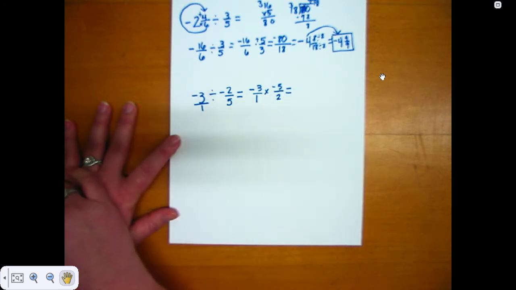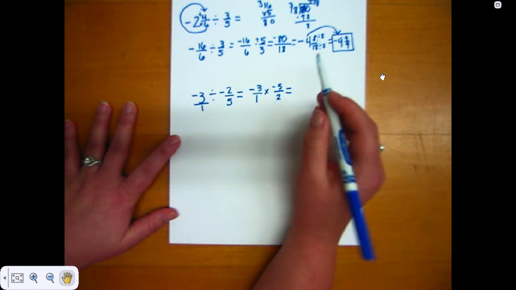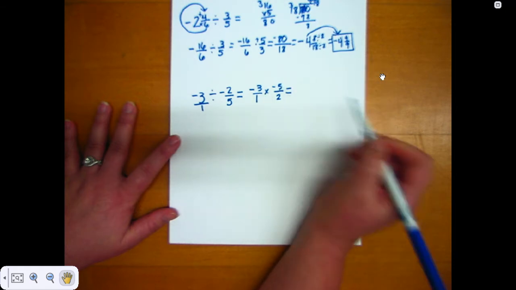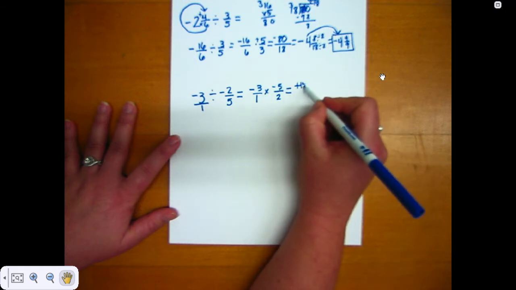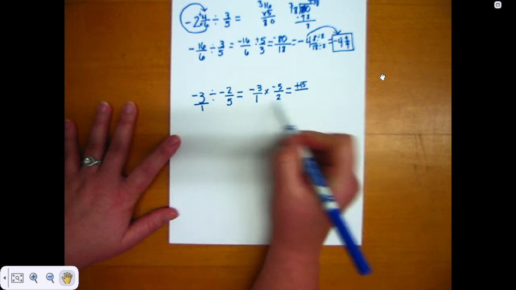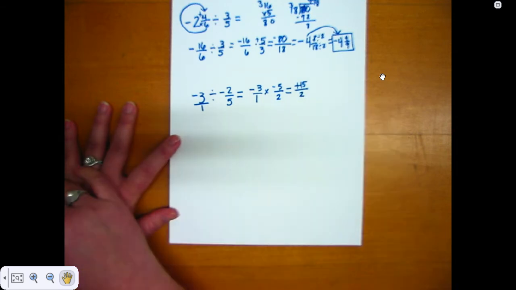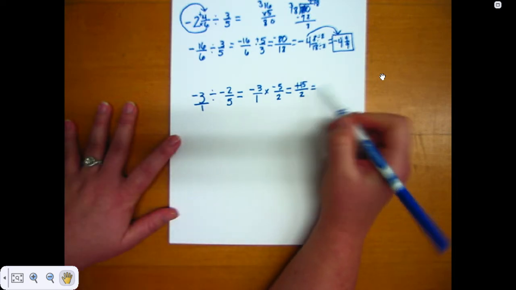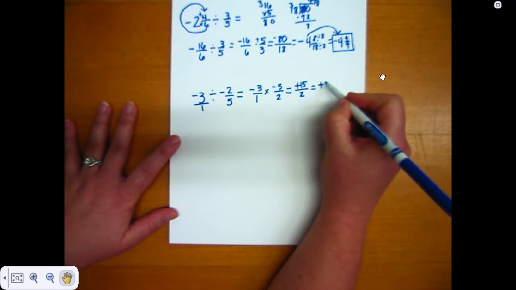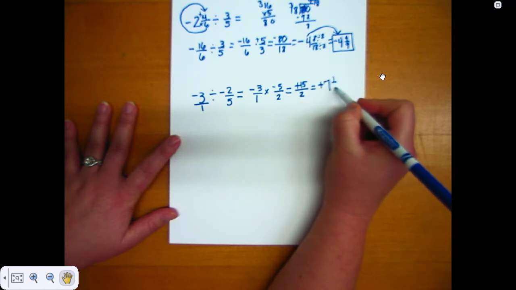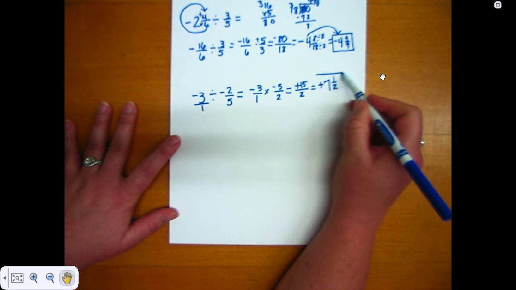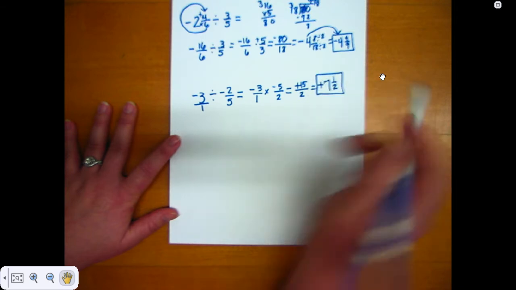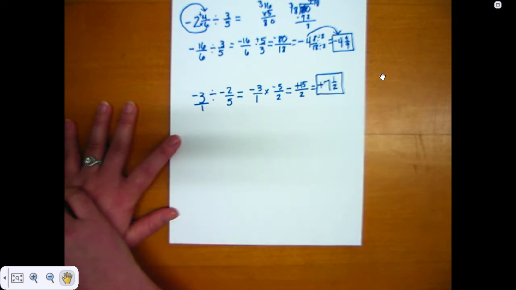Then all I need to do is multiply my numerators, which is -3 times -5 is +15. And 1 times 2 is 2. Now I need to divide 15 by 2, which is going to give me positive 7 and 1/2. Positive 7 and 1/2.